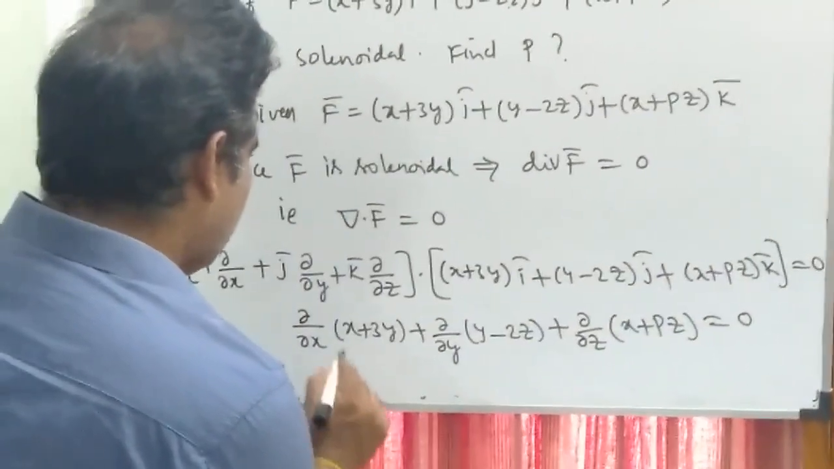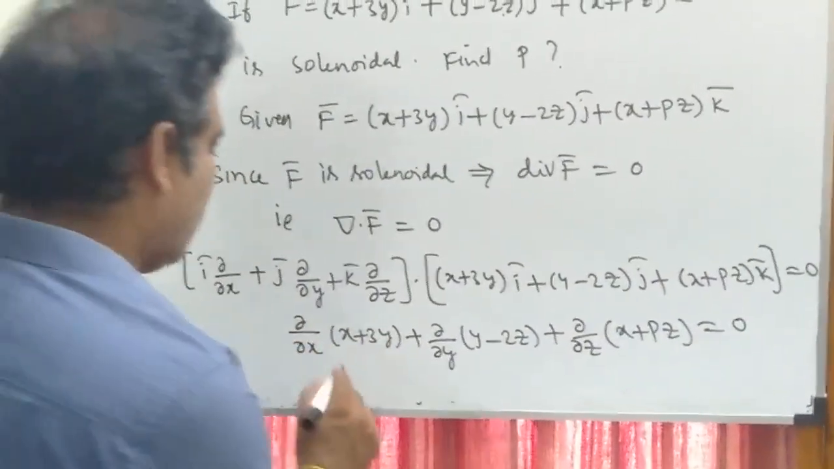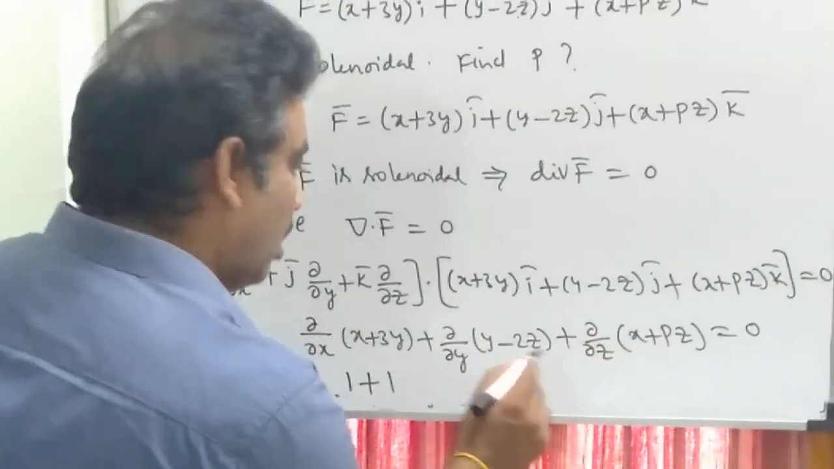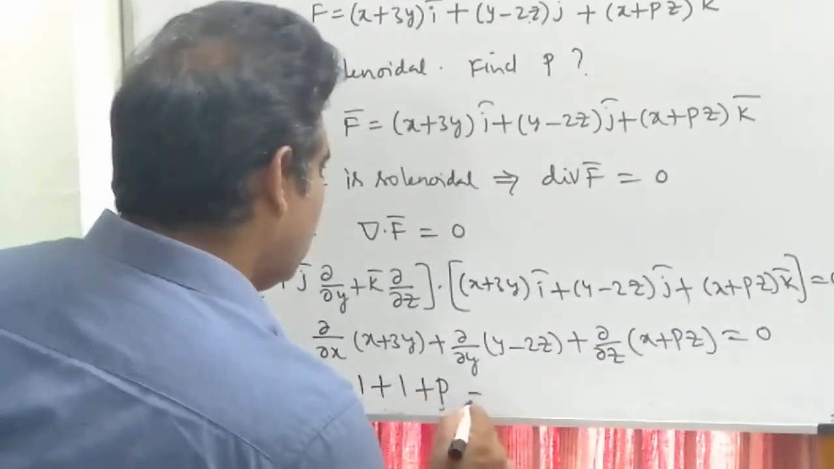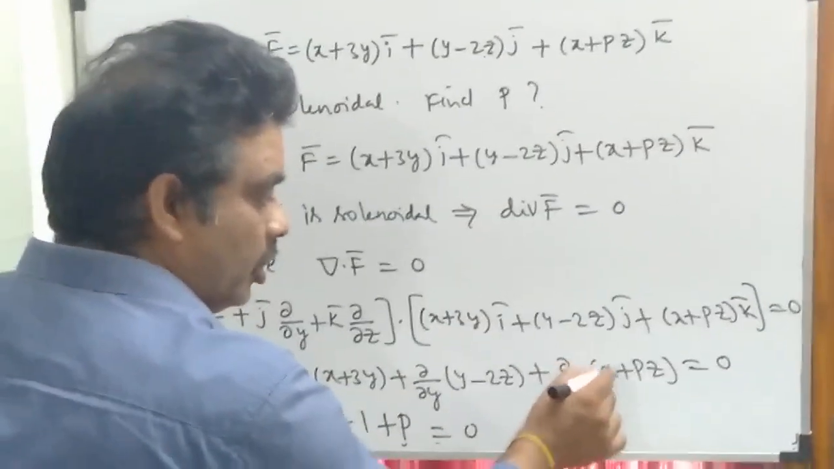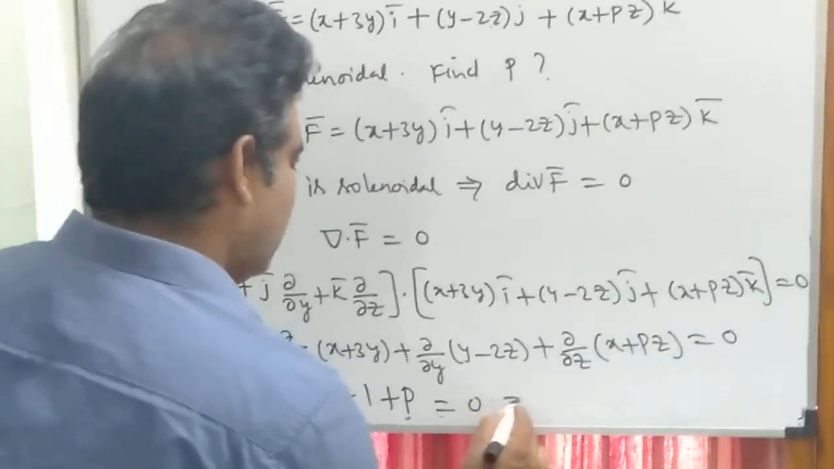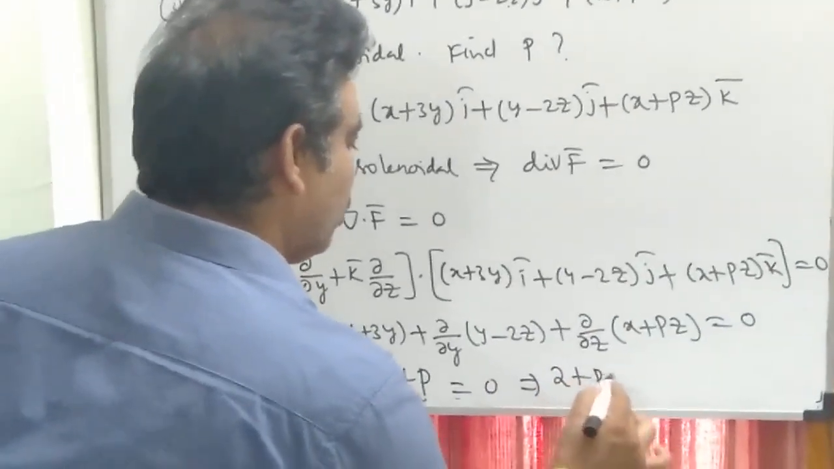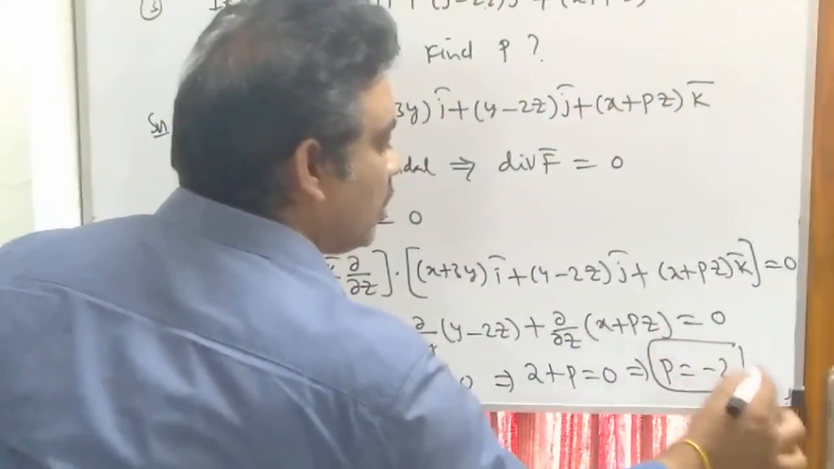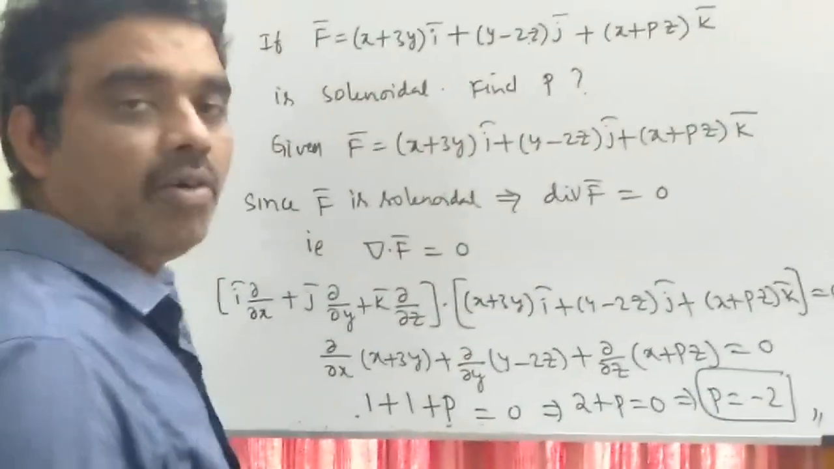Which gives the first term derivative as 1. Here this is also 1. The last term, x is constant with respect to z, so it is 0, and p into z gives p. So 2 plus p equals 0, which implies p is equal to minus 2, which is the value of p.